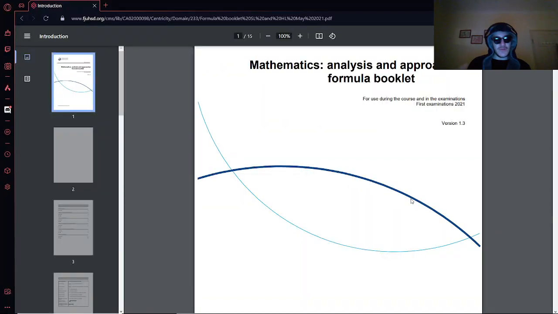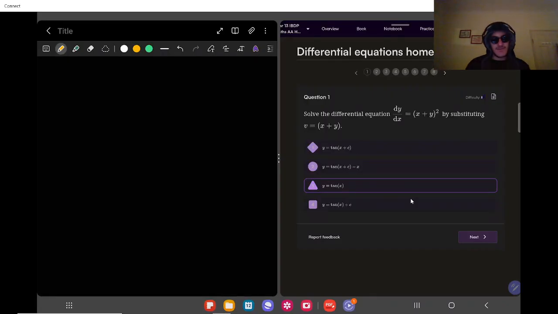Got my formula booklet ready right here. I'm fine using the booklet. I'm going to get straight to it. So basically, this question right here. I clicked an option by accident, and it doesn't even click, unfortunately.